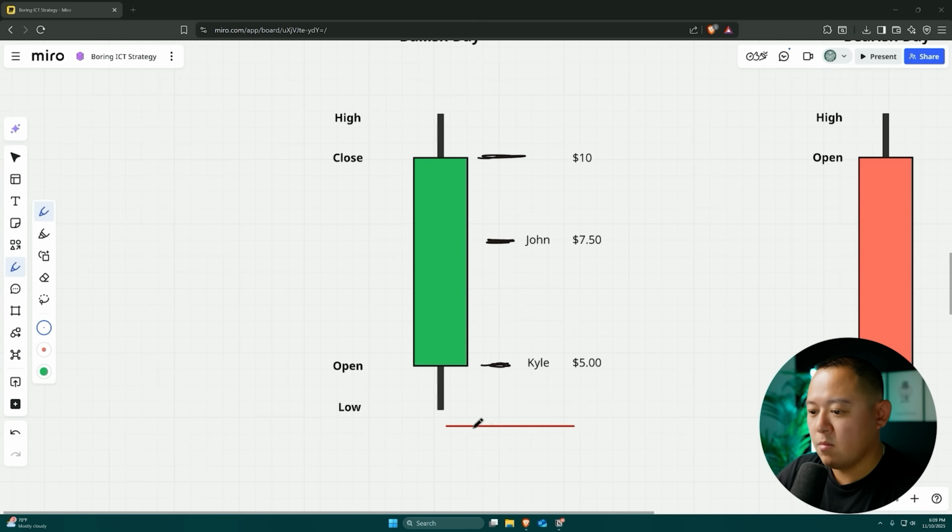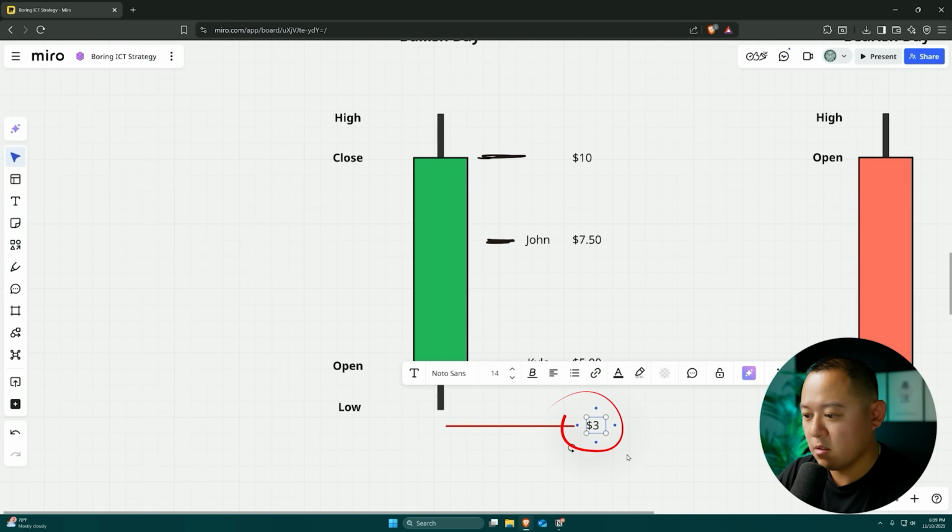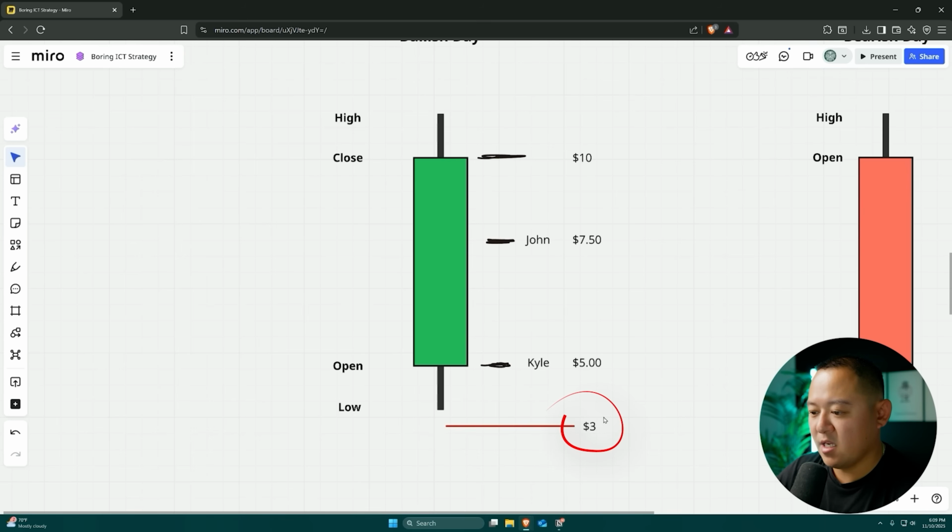And let's just assume that our stop loss is all the way down here, and the price of this stop loss is going to be $3. So I'm entering at $5 and my stop loss is $2, right? So if it goes to $3, I get stopped out and lose $2. Whereas if John enters and he gets stopped out, right? We're using the same stop loss. He's losing $4.50.